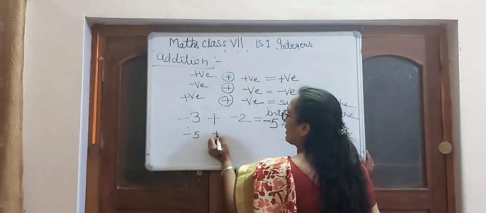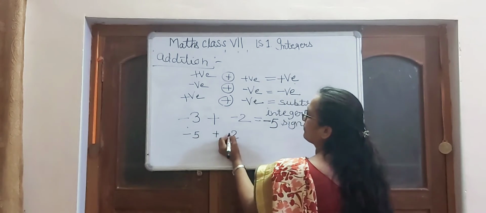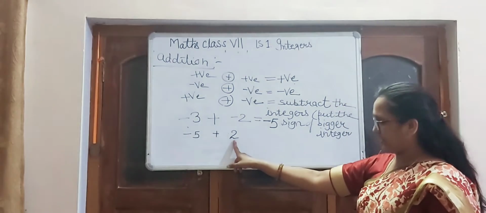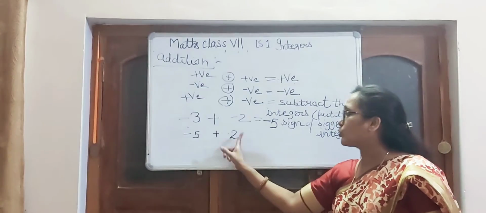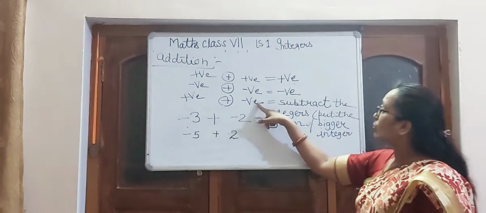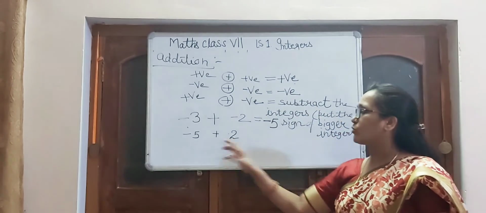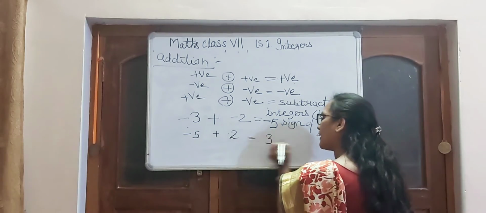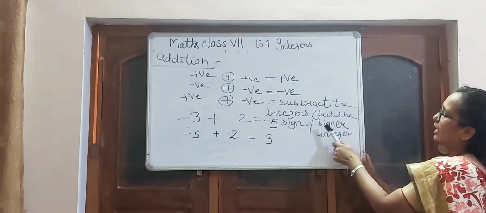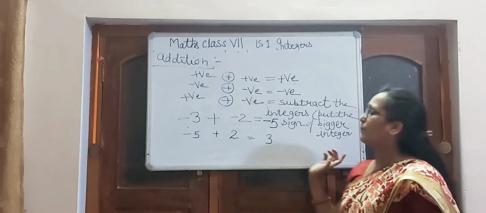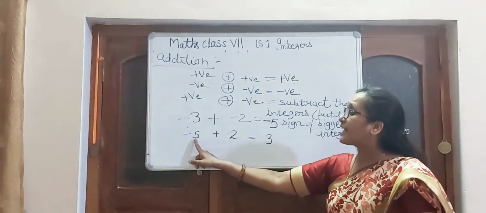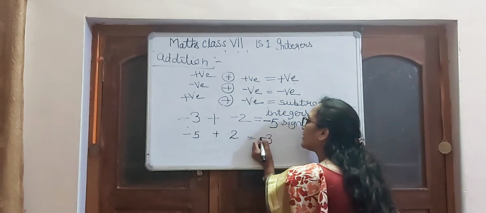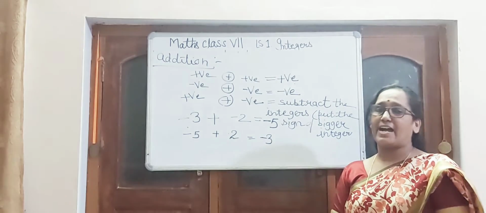Now see here, minus 5 when added with plus 2. One integer has a negative sign, another has a positive sign. It means two opposite signs are added. So what do you have to do? Subtract the numbers. We subtract 2 from 5, we will get 3. Then I have written here, put the bigger integer's sign. Which is the bigger integer here? 5. Which sign does it have? Minus sign. So we will put minus 3. Got it better? I will explain again.